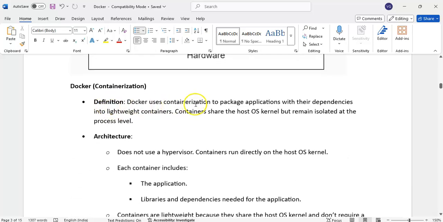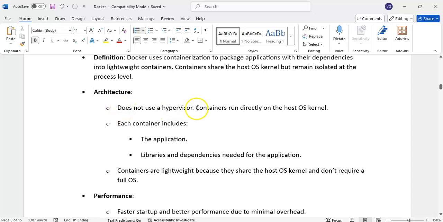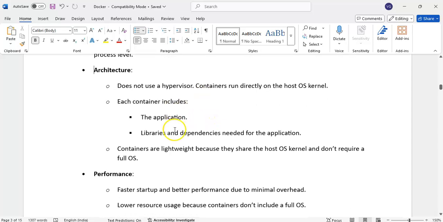Docker uses containerization to package applications and their dependencies into lightweight containers. Containers share the host OS kernel but remain isolated at the process level. The architecture does not use a hypervisor. Containers run directly on the host OS kernel. It will use the host OS only and run on it.